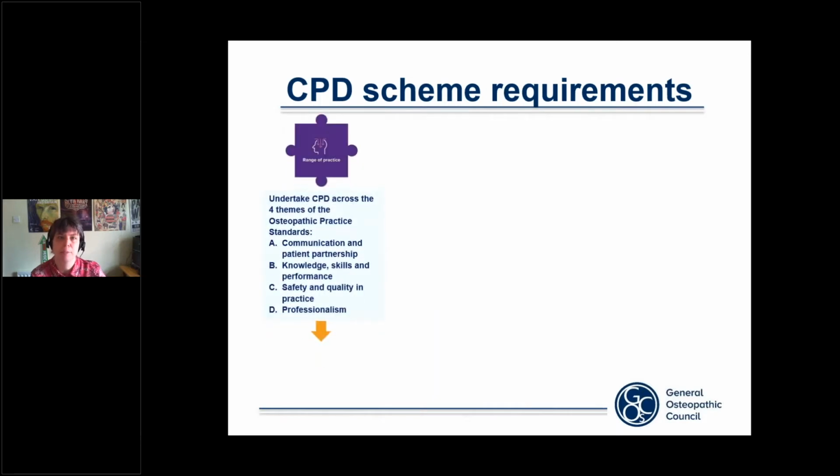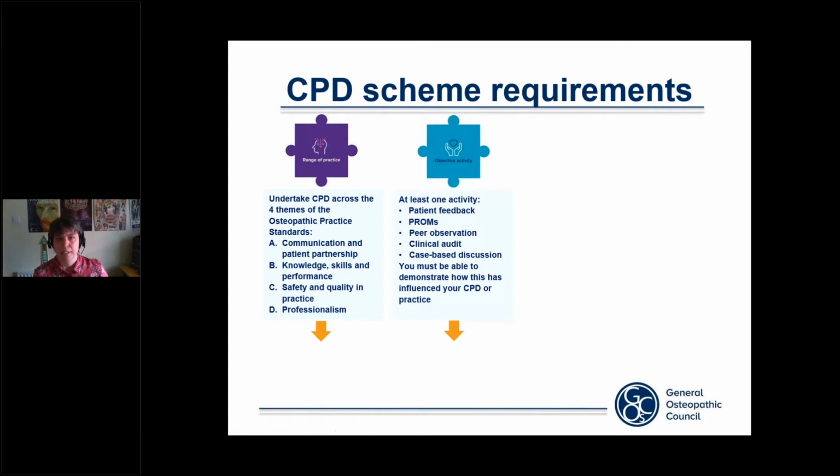So let's have a look at the CPD scheme requirements. There are 4 main scheme requirements. The first is around the range of practice, and what we expect you to do there is undertake CPD across the 4 themes of the osteopathic practice standards, and that includes theme A, which is communication and patient partnership, theme B, which is knowledge, skills and performance, theme C, which is safety and quality in practice, and theme D, which is professionalism. So that's around range of practice.